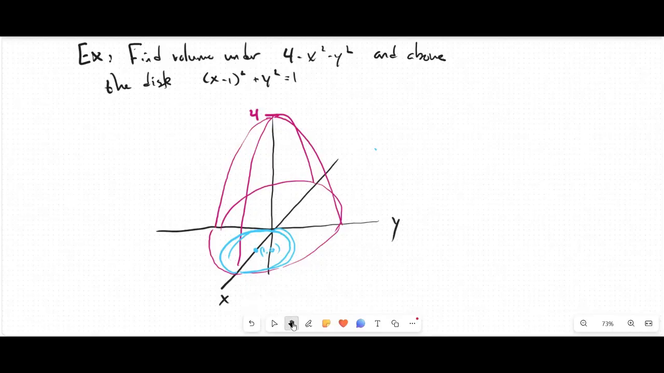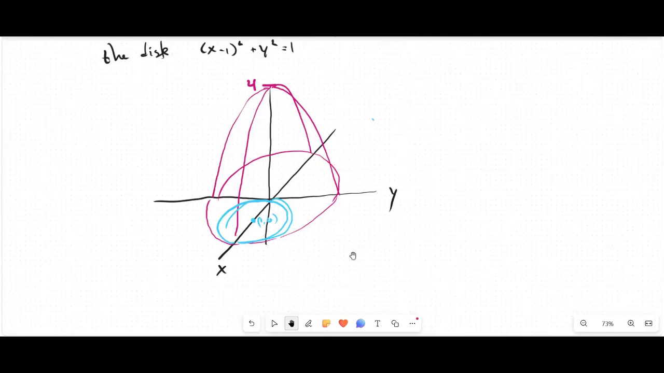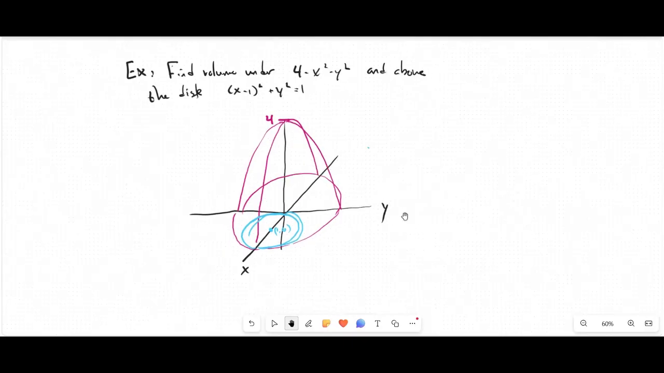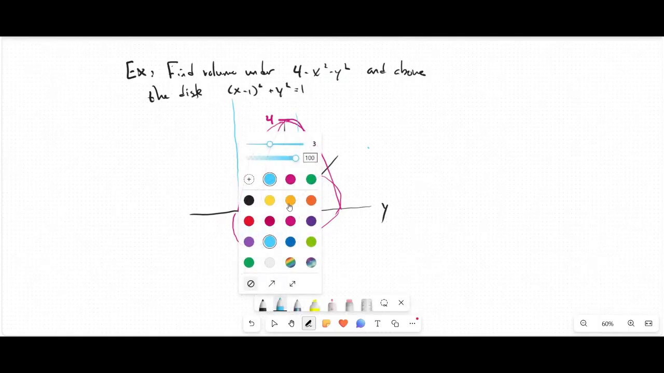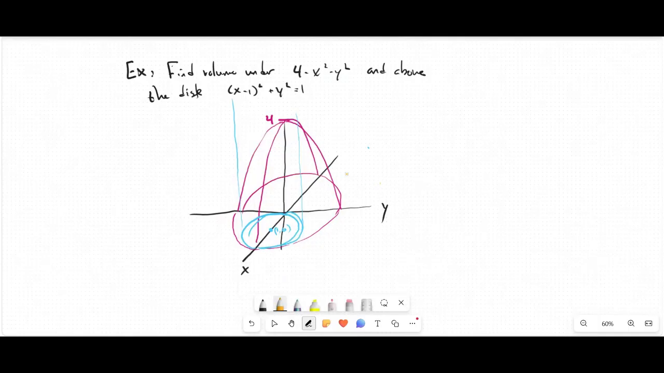Now, if you are above that circle, you lie within a certain cylinder. And that cylinder cuts the paraboloid somewhere. This is a challenging one. Something like this, maybe.